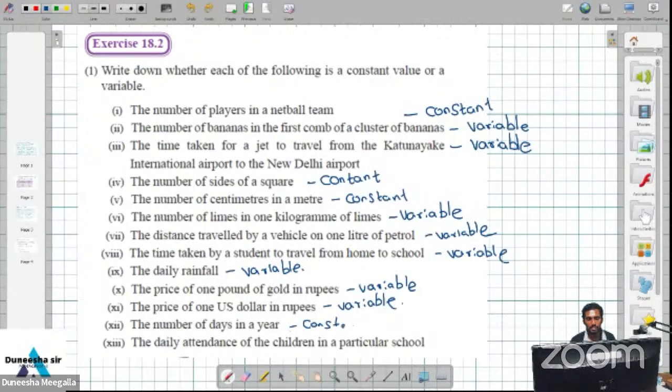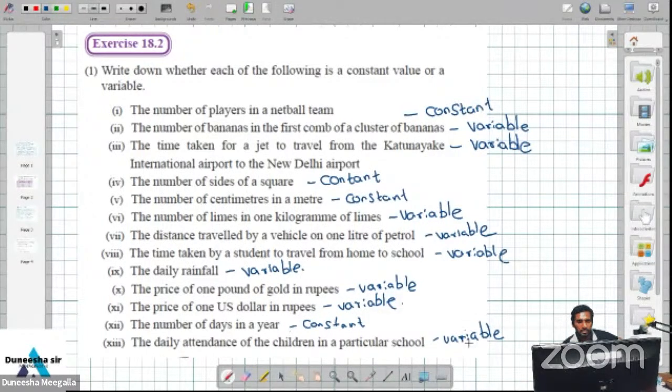Constant. When it's a leap year, it's 366 days, but it's always a constant. Okay. The daily attendance of the children in a particular school: is it a variable or a constant? Variable. It's a variable because the daily attendance varies with absences and leavings of the school.